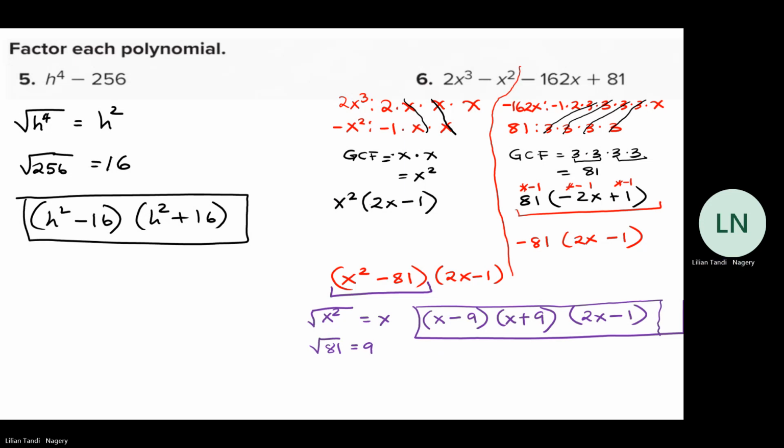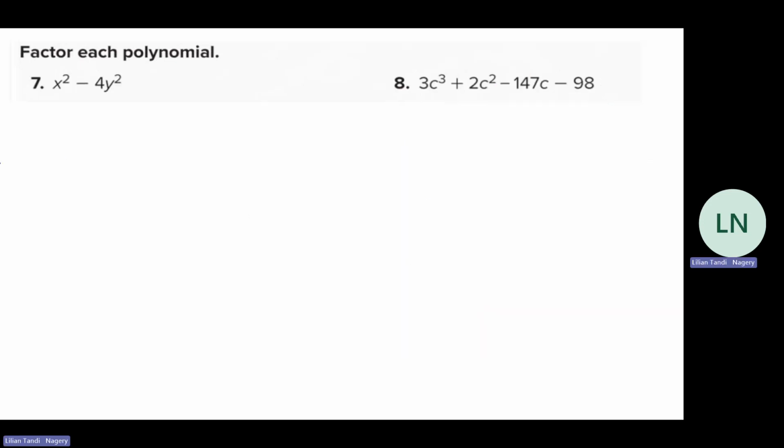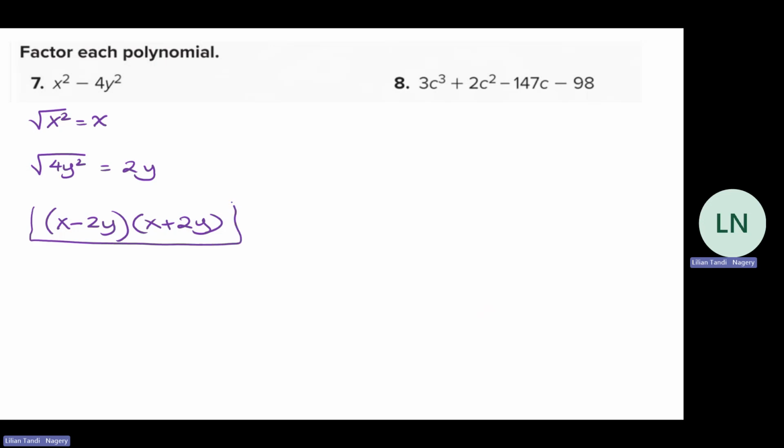Okay. All right, let's move on. Here, this is a perfect square, and this is also a perfect square. So I'll find the square root of x squared, which is x, and the square root of 4y squared, which is 2y. So then you open two brackets, x minus 2y, x plus 2y, and you close, and this is your answer.